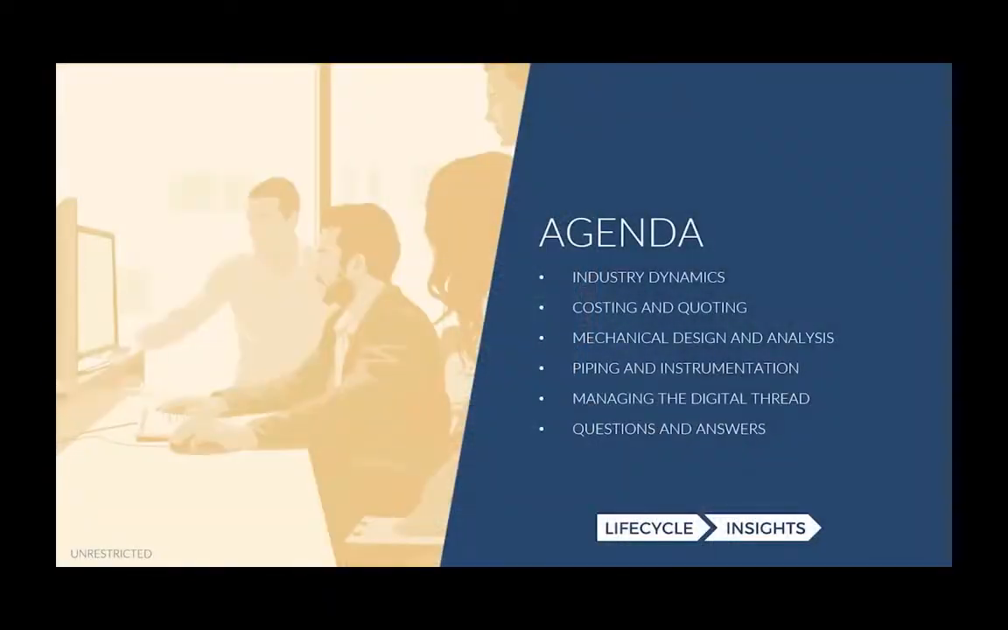But first off, let's take a look at the agenda. We'll start by looking at the industry dynamics of what's going on with fluid power systems. There are some new trends that affect the difficulty of developing these systems. Then we'll look at costing and quoting. What's involved there? What capabilities do you need in place to do that more efficiently so that you can quote accurately, so you can be competitive, but not take on jobs where you lose money?